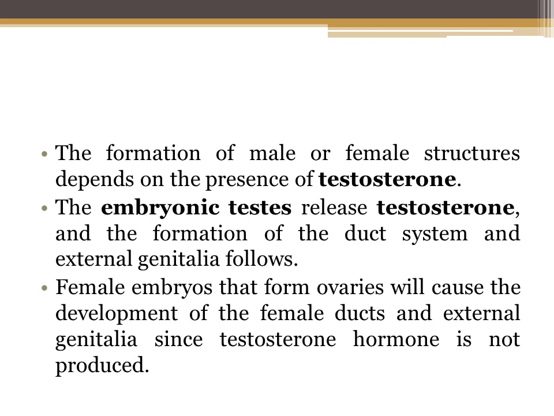The embryonic testes release testosterone, and the formation of the duct system and external genitalia follows. Like what I've mentioned in my previous slide, while on the embryonic development, the development of the reproductive system is also developing already. So in here, the testosterone helps the development of the reproductive system of both female and male.